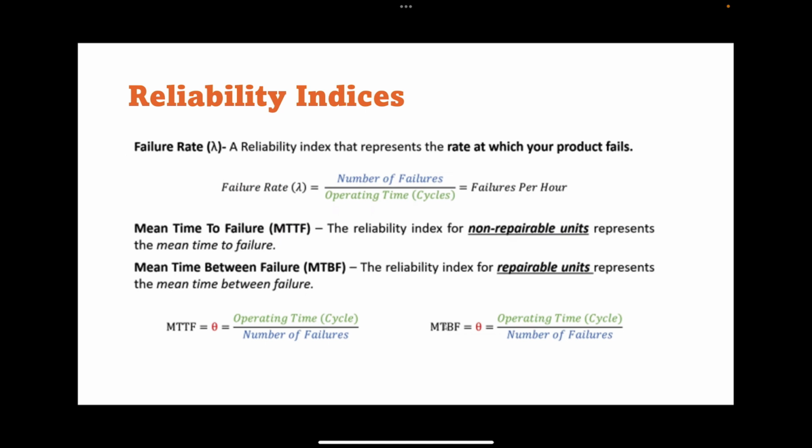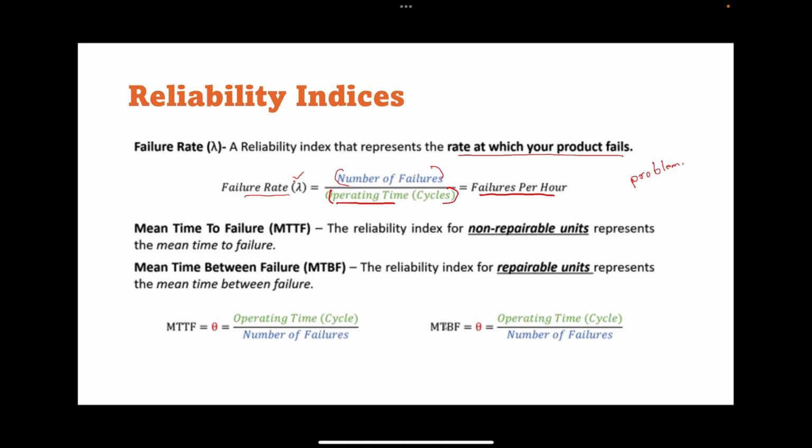First of all, failure rate. We have already seen that failure rate is a reliability index that represents the rate at which your product fails. It is given by the symbol lambda, equal to the number of failures divided by the operating time or cycles. This is called failures per hour. We will do a problem on this to clarify this concept.